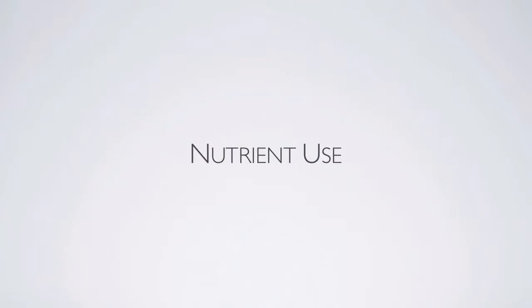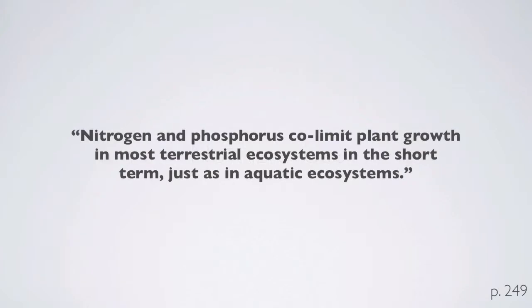For the purposes of understanding nutrient cycling in ecosystems, it's important to understand not only patterns of nutrient uptake, but also nutrient use by plants. Nitrogen and phosphorus co-limit plant growth in most terrestrial ecosystems in the short term, just as in aquatic ecosystems.